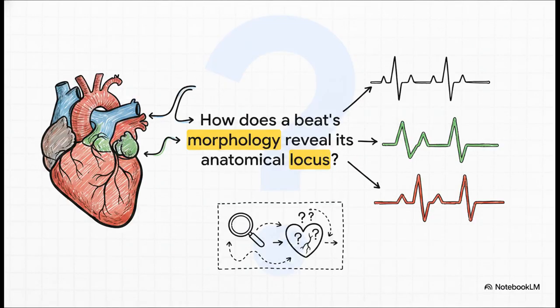So let's wrap this all up with a question that ties everything we've talked about together. If our big rule is that every rhythm is defined by where it starts, how does that help us with a single, isolated premature beat? Think about it. How does the specific shape of that one beat, its morphology on the ECG, act like a map, letting you pinpoint exactly where in the atrium, the junction, or the ventricle that little troublemaker came from?